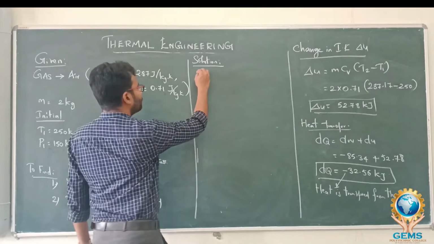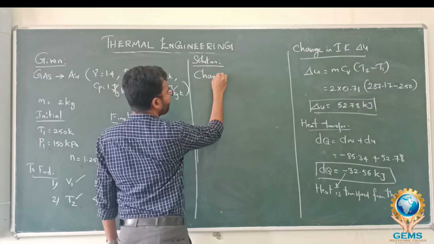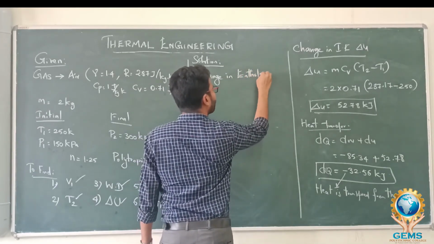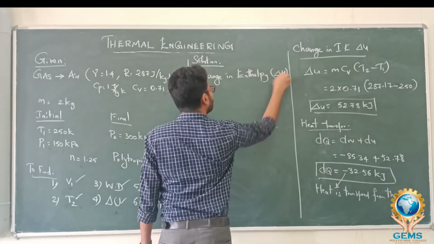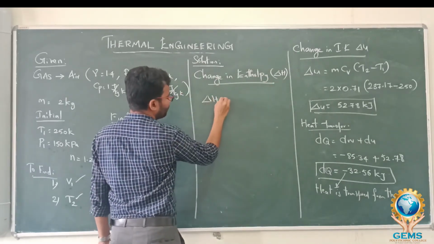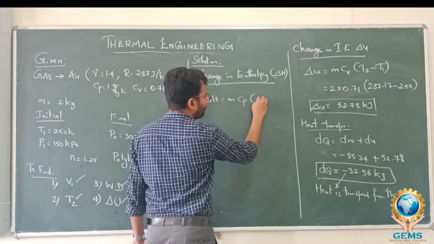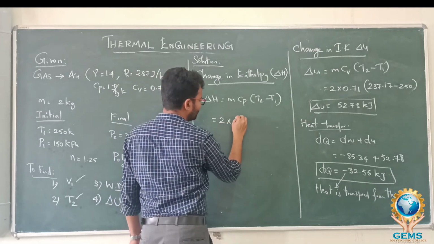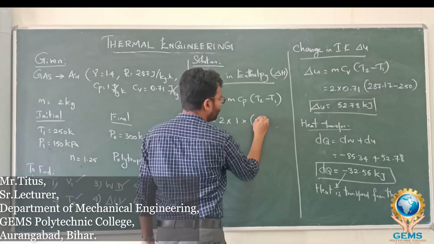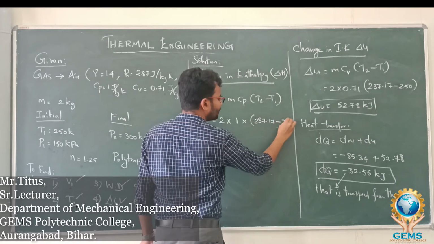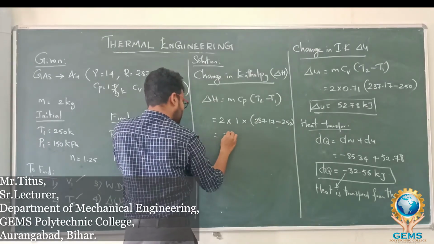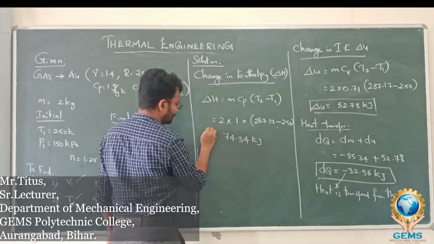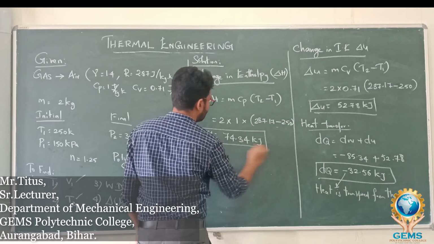Then we are going to find out the change in enthalpy, that is delta H. The delta H formula will be m Cp of T2 minus T1. Here m value is 2, Cp value is 1 into 287.17 minus 250. So the answer is 74.34 kilojoule. That is delta H, the change in enthalpy.